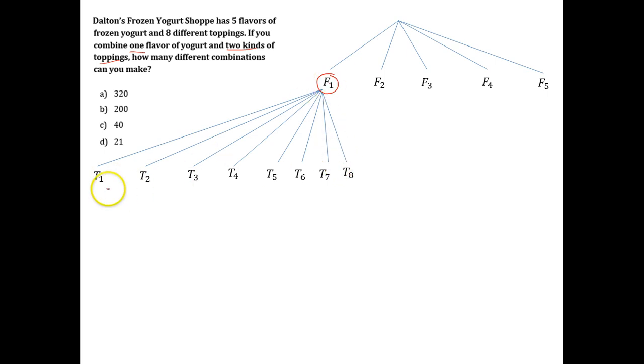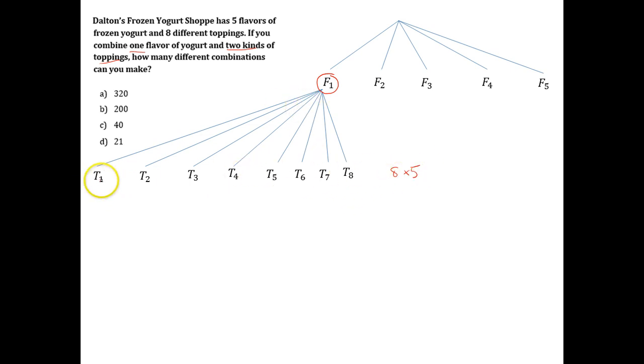So now I'm going to have 8 outcomes just for this flavor. So now each one of these other flavors is going to have 8 outcomes. So altogether I'm going to have 8 times 5. And that's just with one topping.